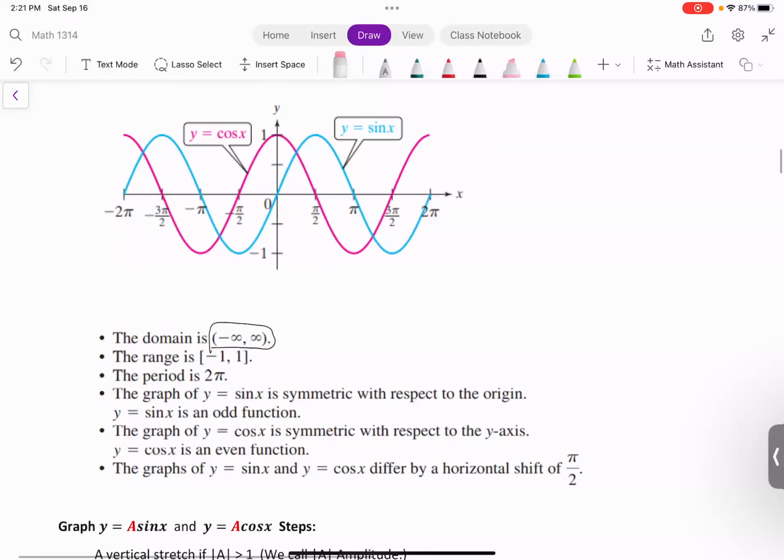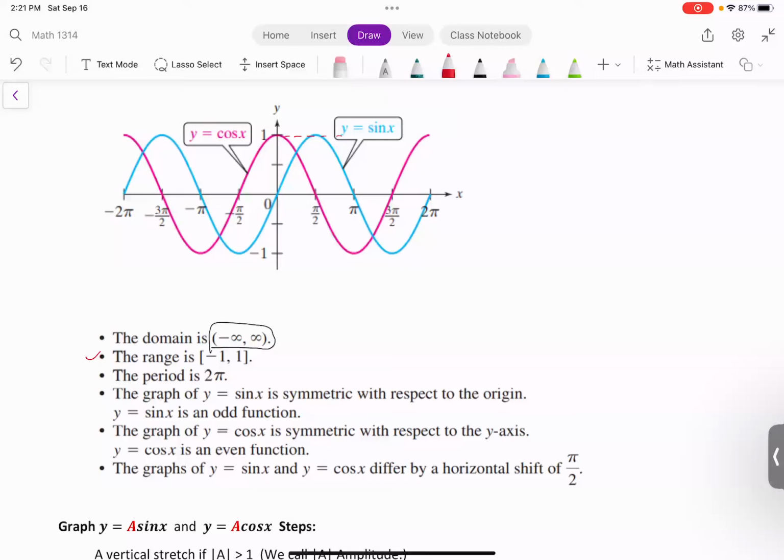How about the range? Range means all the y's values. We're looking at which point is the highest point on the graph, and that point's y value is the maximum value, and which point is the minimum point, with the lowest or smallest y value.